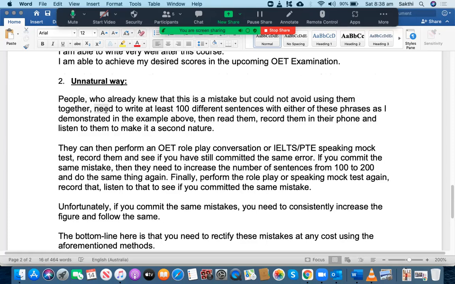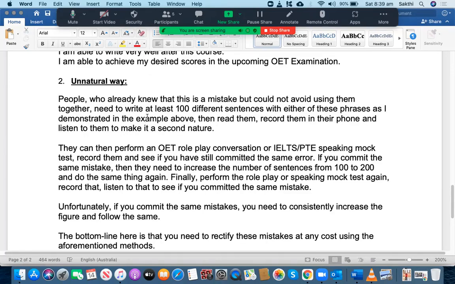Okay, they need to write at least 100 different sentences with either of these phrases, as I had demonstrated in the examples above. Then read them and record them on their phone and listen to them to make it their second nature. Do you understand this? So you need to use 100 different sentences with either of these phrases, or you can pick up only I am able or I can.